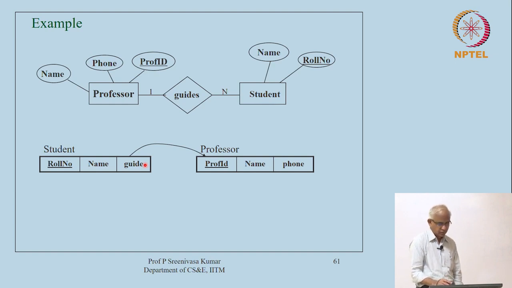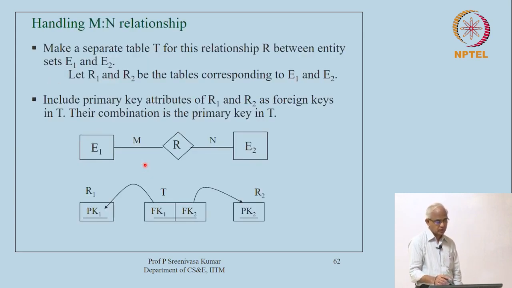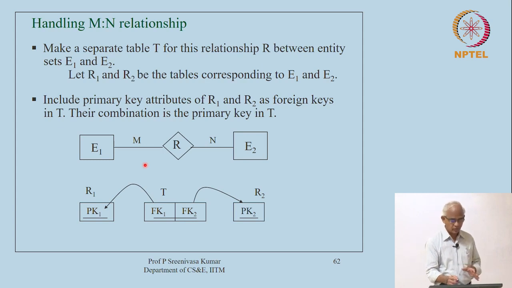Okay. So, that is about the two specialized relationships, one to one and one to many. Let us now look at the many to many relationship. Here there is actually no option to either augment the one side or the other side. So, now we basically have to go for a third relation.